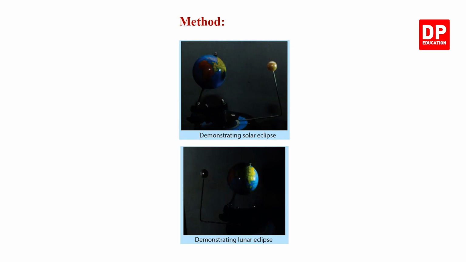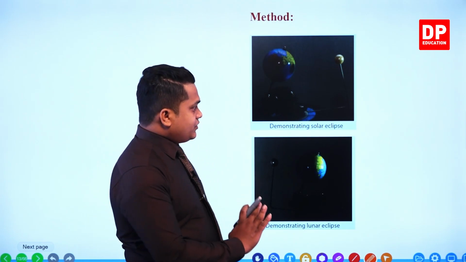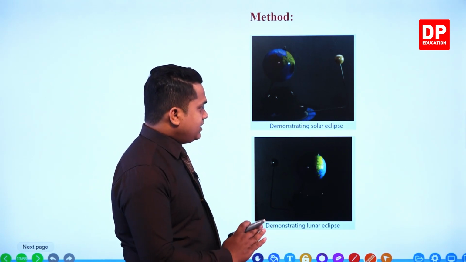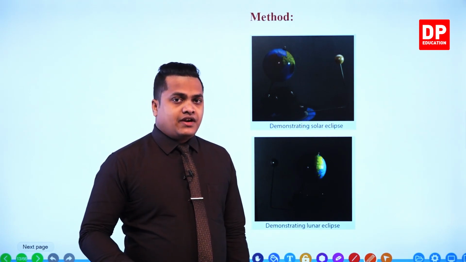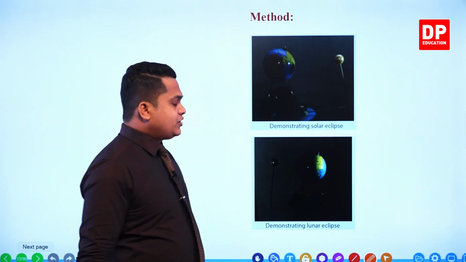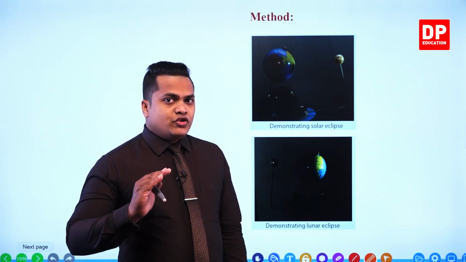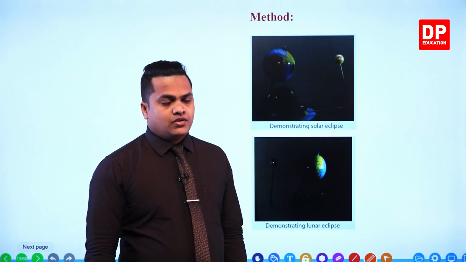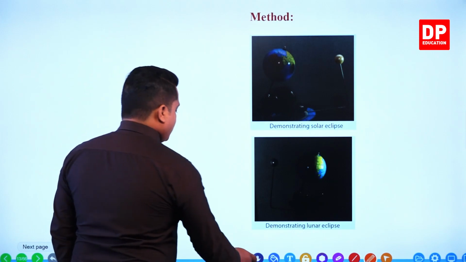So the method is very simple, my dear children. Here two figures are given. As per the given two figures, you have to arrange the system according to the figures given here. And you need to identify how the solar eclipse is going to occur and how the lunar eclipse is going to occur. The main thing is that when you are doing this activity, you have to select a dark room. Remember that. Right, so let's write down the method then.